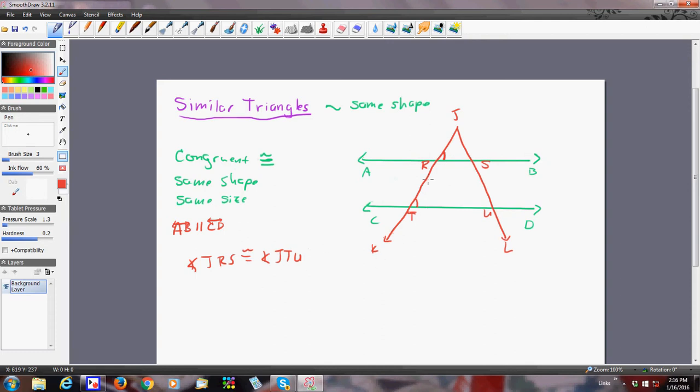Now, once we know that, I'm going to take a look at two triangles. I'm going to take a look at triangle JRS, and I'm going to take a look at triangle JTU. Right now, I know that this angle is congruent to that angle. I also know that angle J is congruent to angle J. So I can say angle RJS is congruent to angle TJU.